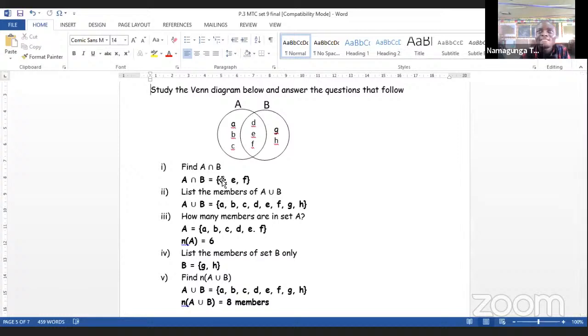Nachimera. Nachimera? Yes, Nachimera, can you tell us some of the members who are found in the set A intersection B? A, B, C, F, D, E. We are not getting you.